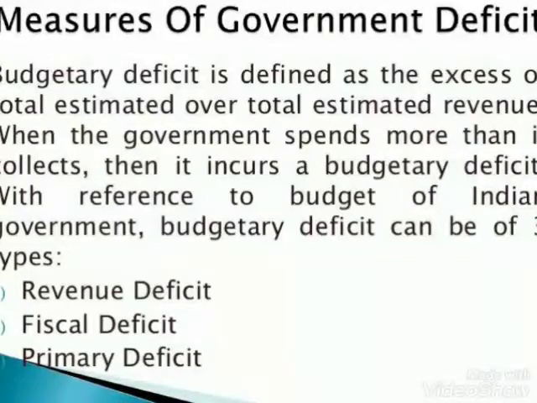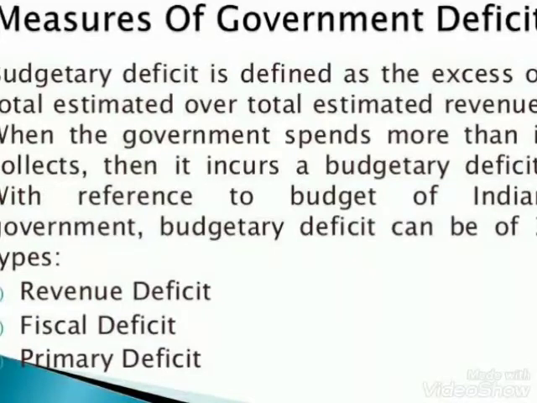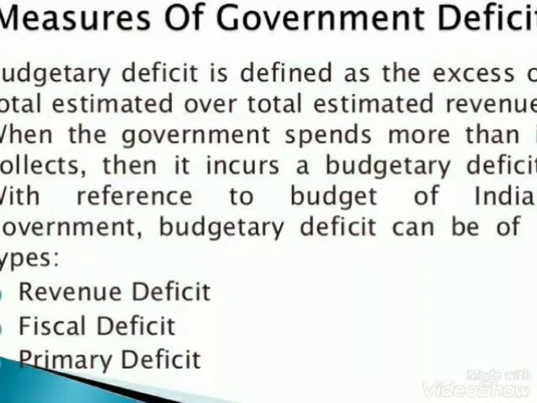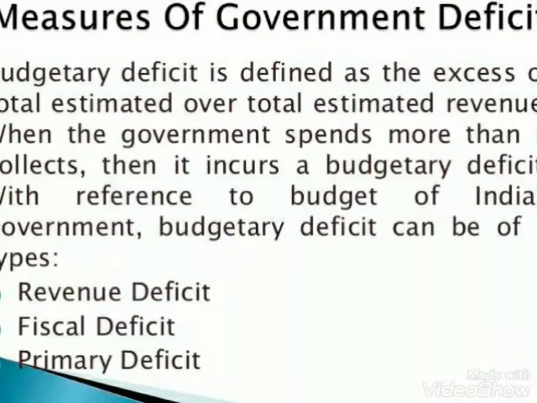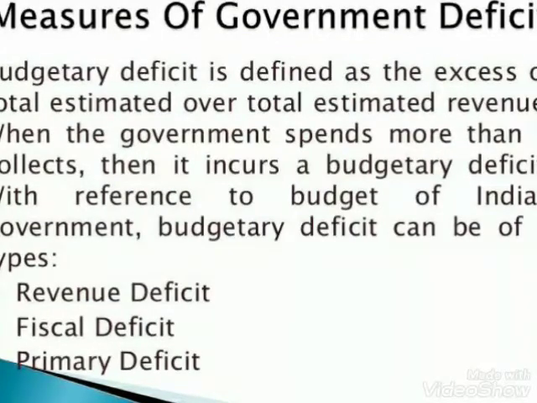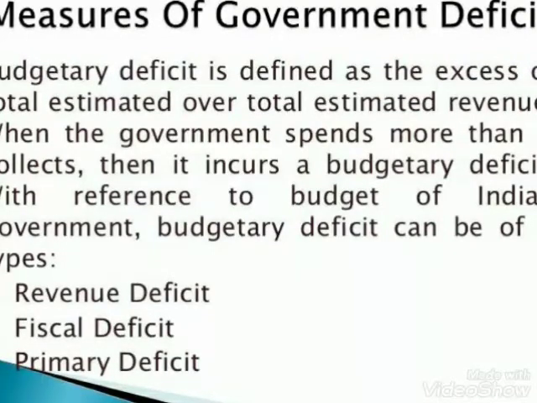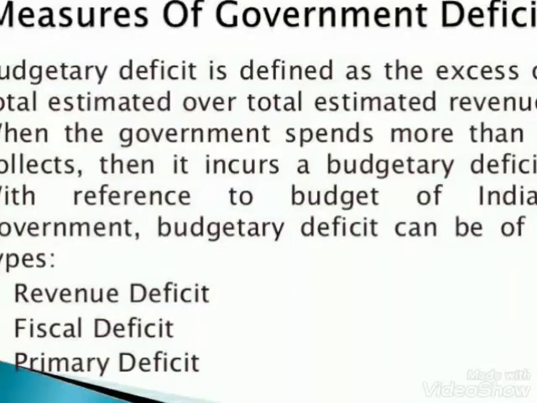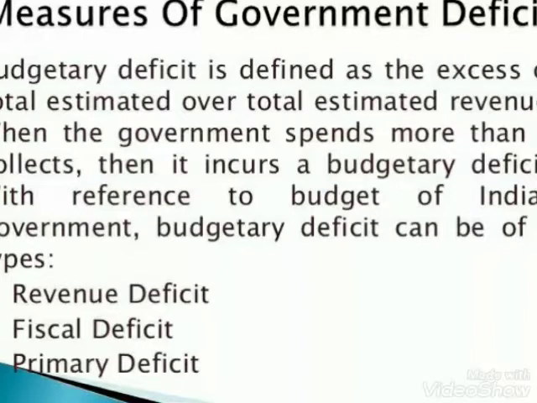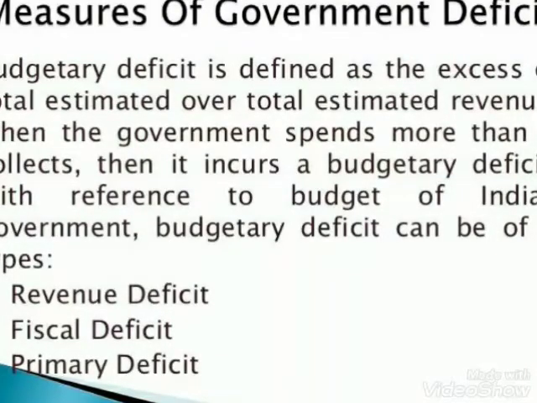Good morning, class 12. In continuation with the topic budget deficit, I told you in my previous session that budget deficit refers to a situation where the budget expenditure of the government exceeds the budget receipts of the government. That means it's a situation when the government expenditure is greater than the government receipts.